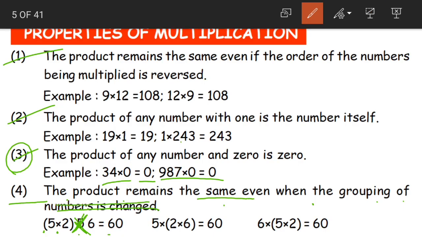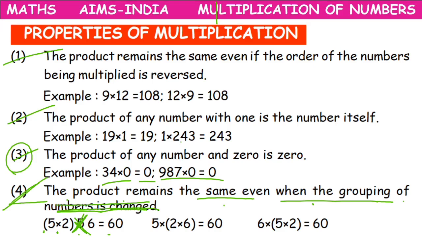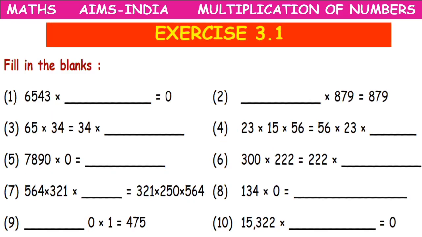Yes, the product remains the same even when the grouping of numbers is changed. So this becomes our fourth and final property of multiplication. Yes children, I hope this was clear. Now using these properties, let us fill in some blanks.